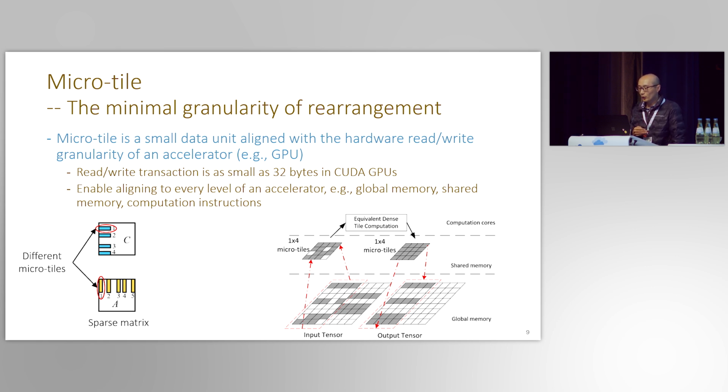With the online rearrangement of microtiles, the sparse computation can be well aligned to each level of the accelerators, including global memory, shared memory, and computation cores. The right figure shows that once microtiles are loaded into shared memory, the conventional computation-efficient dense tile can be applied. So the three levels are all aligned even for sparse computation.